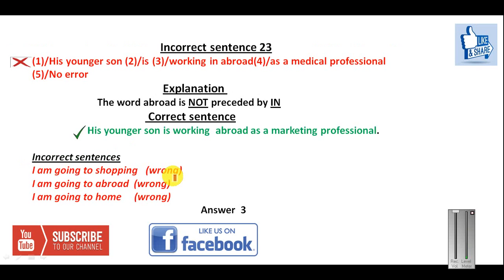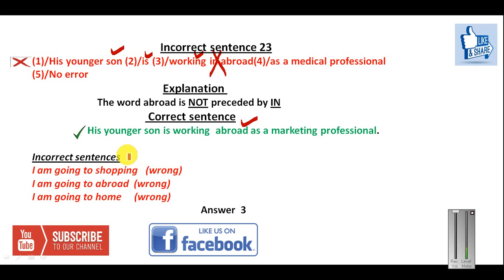Next sentence. His younger son is working in abroad as a medical professional. So here "his younger son" is correct, "is working" is correct. This "abroad" should not be preceded by the word "in," because abroad is not the name of a place. That is why it cannot be preceded by "in." His younger son is working abroad, only abroad.